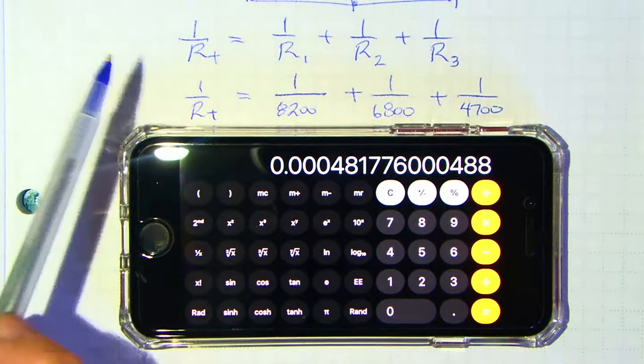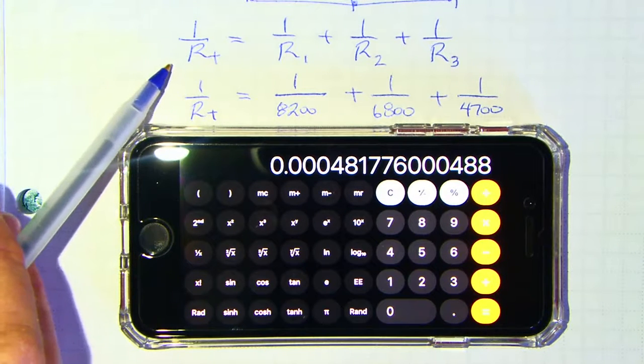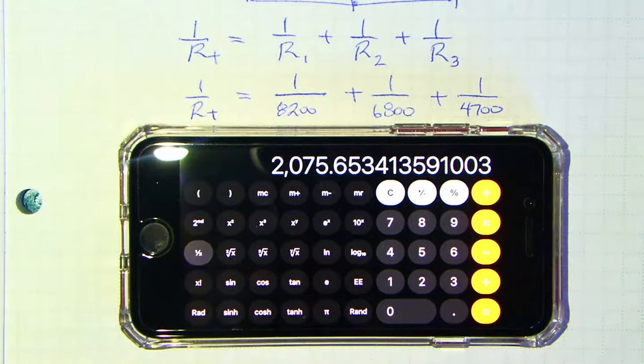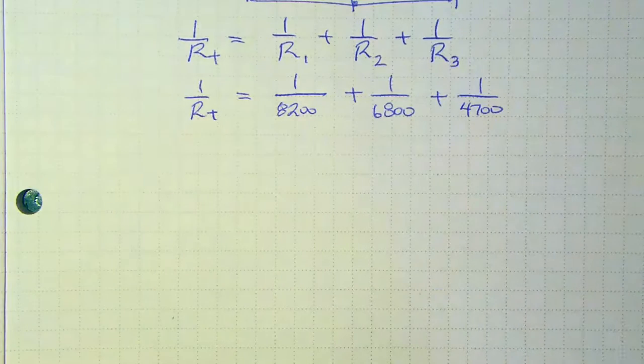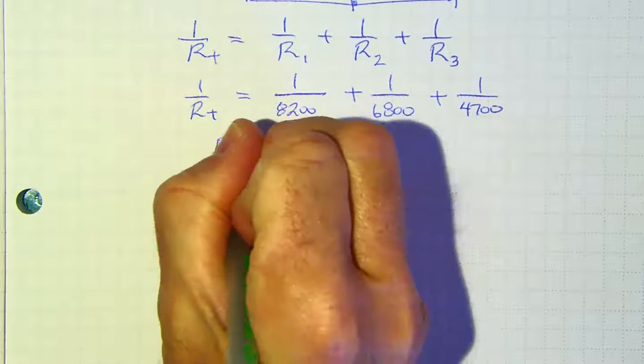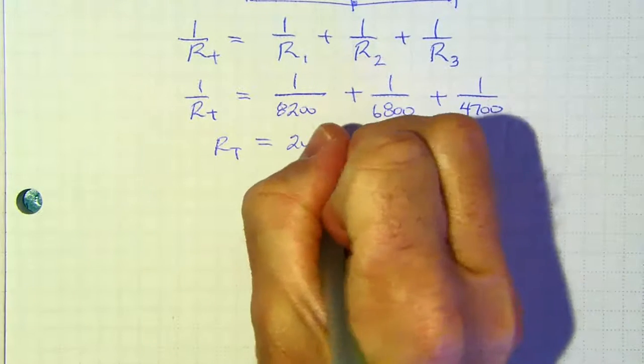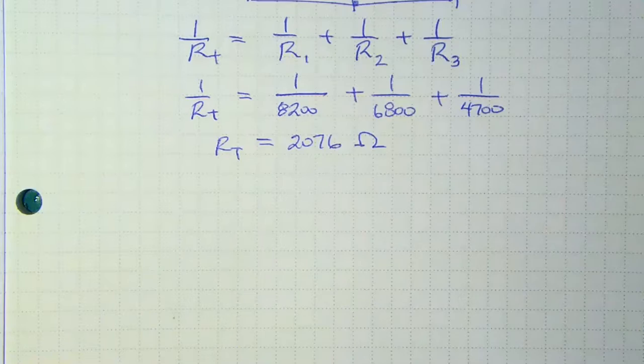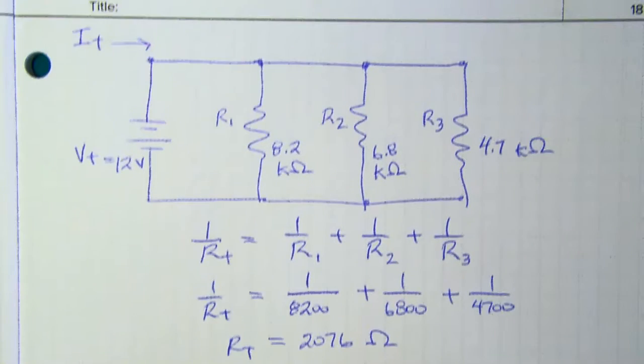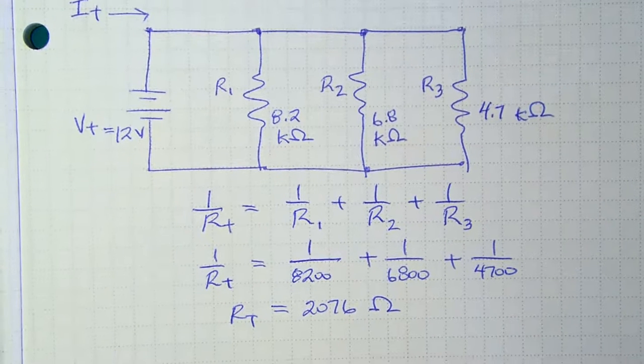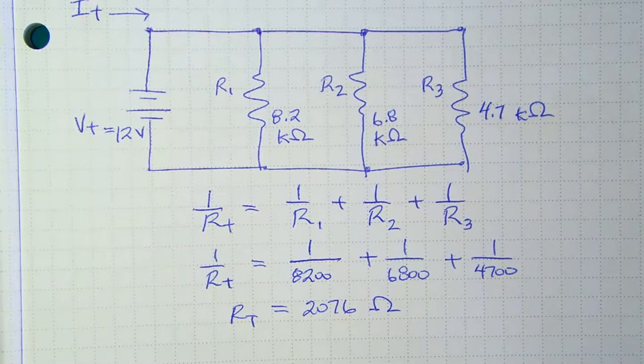And now because this is 1 over R sub T, it has to be inverted. And so the 1 over x key is going to do that. And so 2076, it looks like 2076 is the total resistance. R sub T equals 2076 ohms for the total. That is one of the 12 things we have to know. Well, there's 11 to go.